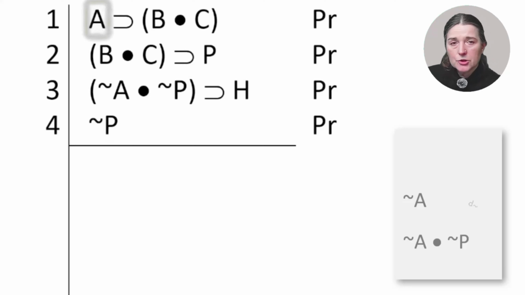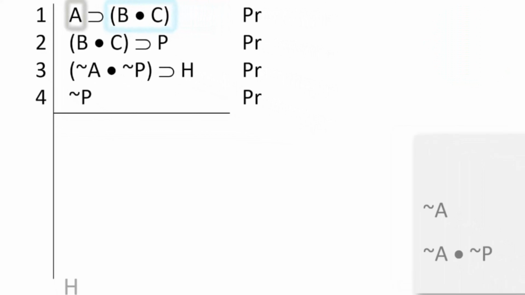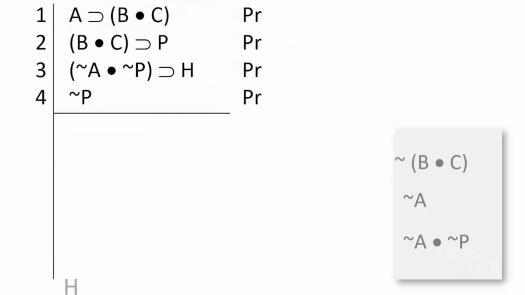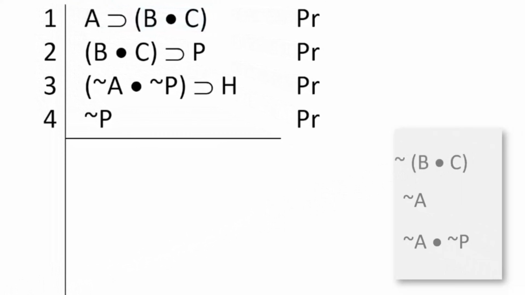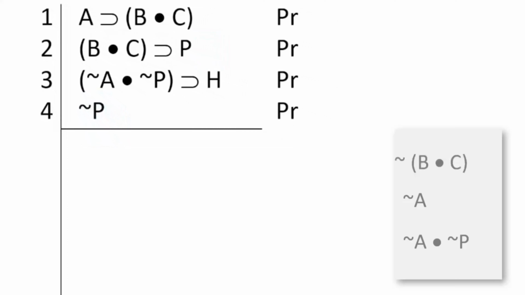But we do have a conditional with A as the antecedent, so we could apply Modus Tollens provided that we have the negation of the consequent. Again, we don't have the negation of the conjunction B and C. No easy way to derive it, but we do have this same conjunction in the antecedent of a conditional. So we could apply Modus Tollens to get not B and C if we can get not P. But if you look carefully, we do have not P in line 4, so we are ready to go.